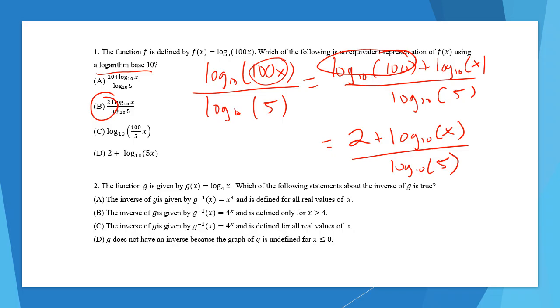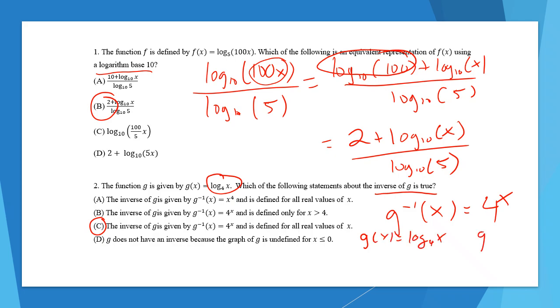Taking a look at number 2, the function g is given by log base 4 of x. Which of the following statements about the inverse is true? Well, we know now the inverse, if it's logarithmic, should be exponential with the same base, 4 to the power of x. And then, what is the domain for this function? Well, if you know it's exponential, the domain should be all real numbers, so C should be the right answer. But let's think about it this way, right? If g of x equals a log function, let's say log base 4 of x, and then we have the inverse, which is 4 to the power of x, the domain and range for the log is going to be, the domain is x is greater than 0, right?